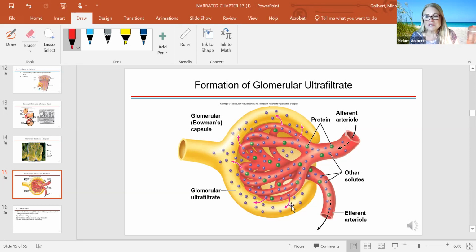So normally we're just going to have things on the capsule that are supposed to go through in this first step. Some of these in the purple, they could be glucose, amino acids. Those are going to be reabsorbed immediately.